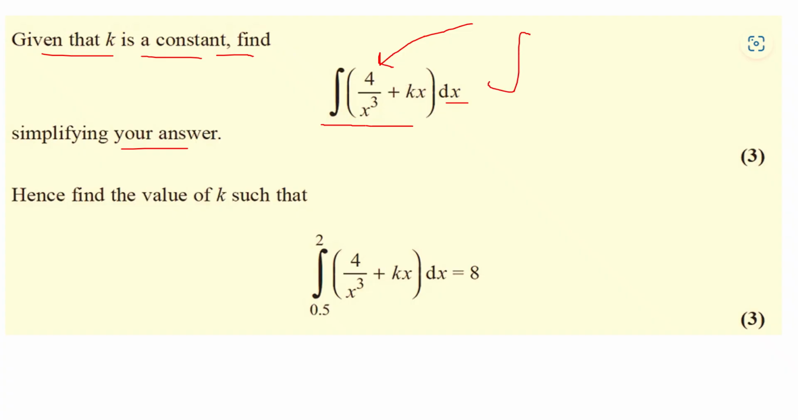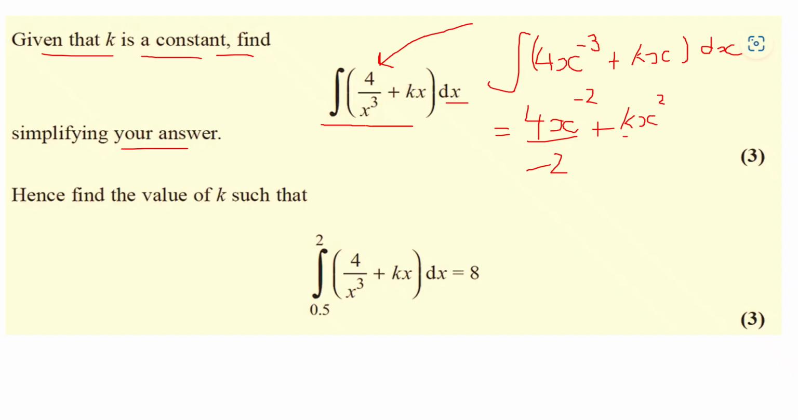So it's going to be the integral of 4x to the power of minus 3, plus kx, with respect to x. Okay, now here is the process. We're going to add 1 to our power and then divide by that new power. We have 4x to the minus 2 over minus 2, plus kx squared over 2. So we add 1 to the power of x and then we divide by that new power.